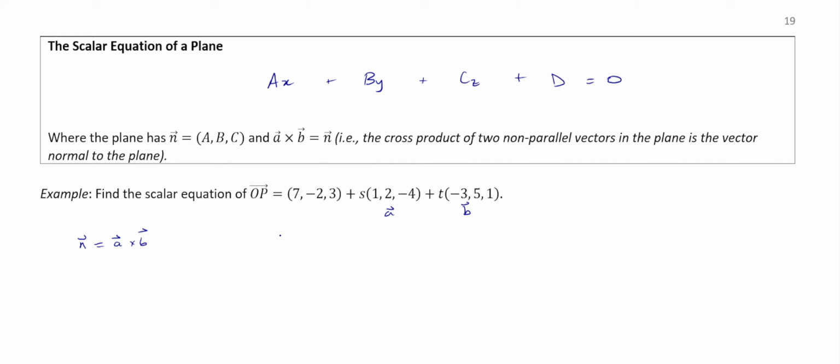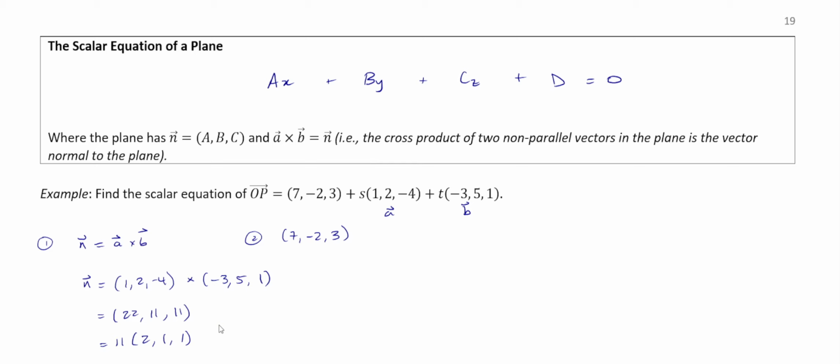And then I also have a point on the plane. So I have a normal, and now I need a point on the plane. Well, that's just 7, -2, and 3. So my normal vector should be the cross product of A and B: 1, 2, -4, cross product with -3, 5, and 1. And that is equal to 22, 11, and 11. Now I can reduce that to 2, 1, 1, which I can use.